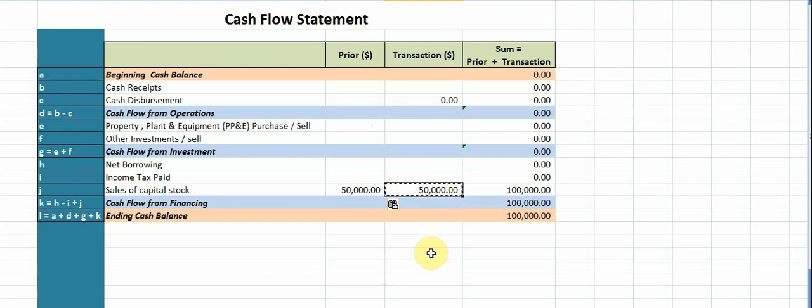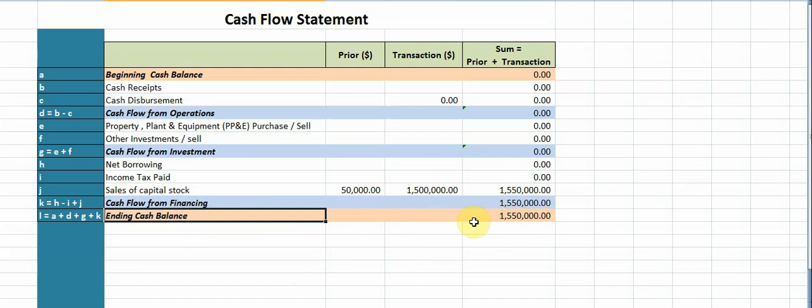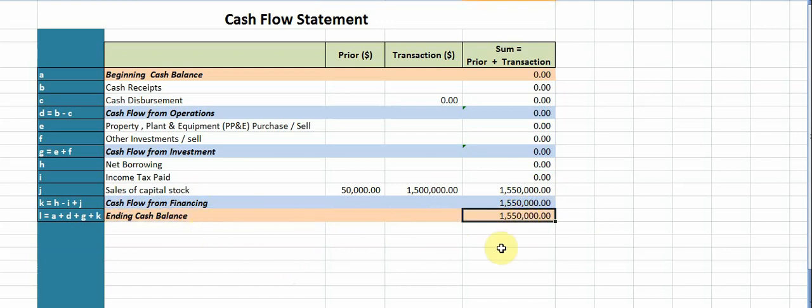Now here the current investment is $1.5 million. So I am adding here $1.5 million, which is the current investment. So I am making an entry against sales of capital stock and the total amount is $1.55 million for sales of capital stock. So this is my ending cash balance, which is $1.55 million.